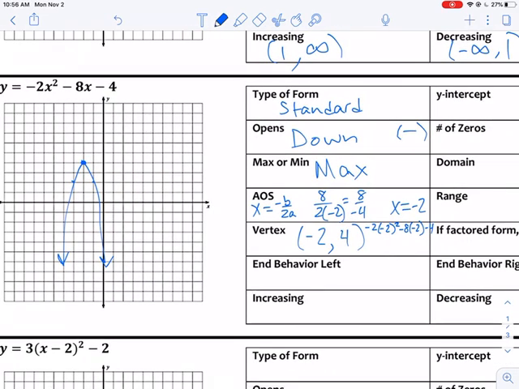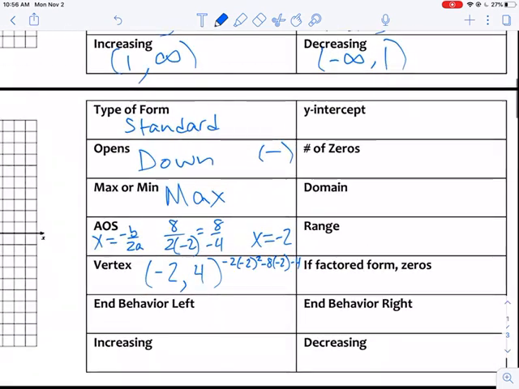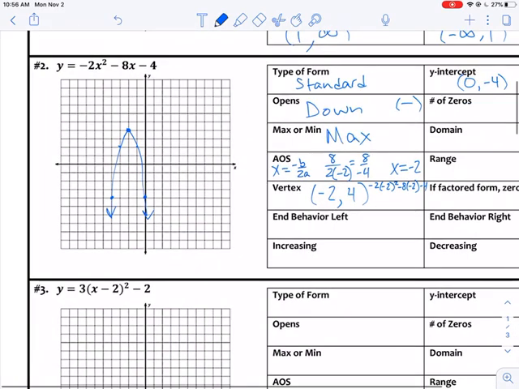All right. Y-intercept is always the last here in standard form. That's why we love good standard form. So that's going to be 0, negative 4. So we can actually make sure we have a more accurate graph. That was pretty close.